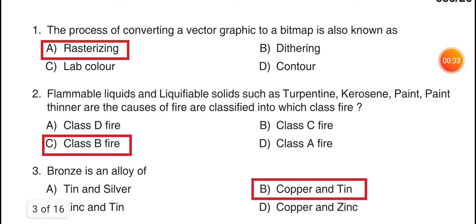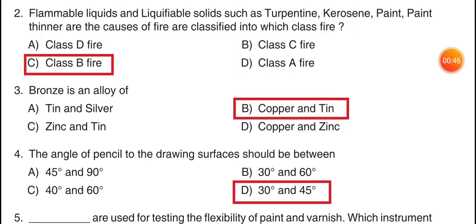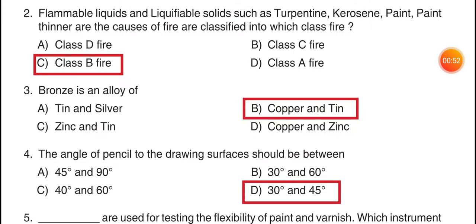1. The process of converting a vector graphic to a bitmap is also known as. Answer A, rasterizing. 2. Flammable liquid and liquefiable solid such as turpentine, kerosene, paint thinner are the causes of fire, are classified into which class fire? Option C, class B fire.